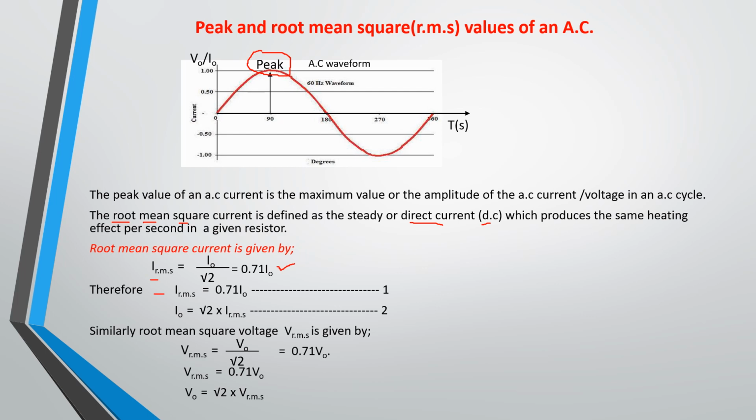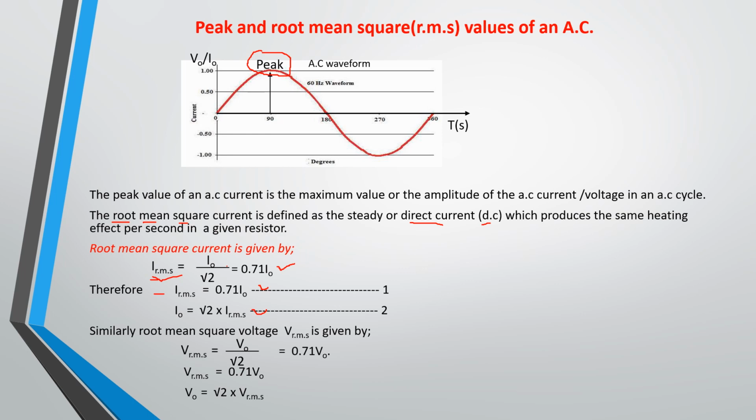Okay, so root mean square current is 0.71. These values have already been derived. So this is the equation: root mean square value is equal to 0.71 times your peak value of current, or the peak value of your current is equal to square root 2 multiplied by the root mean square value of your current. So when you make the peak value the subject of this equation, you will have this. This is equal to this. Then from here you can get this. So take note of this equation.